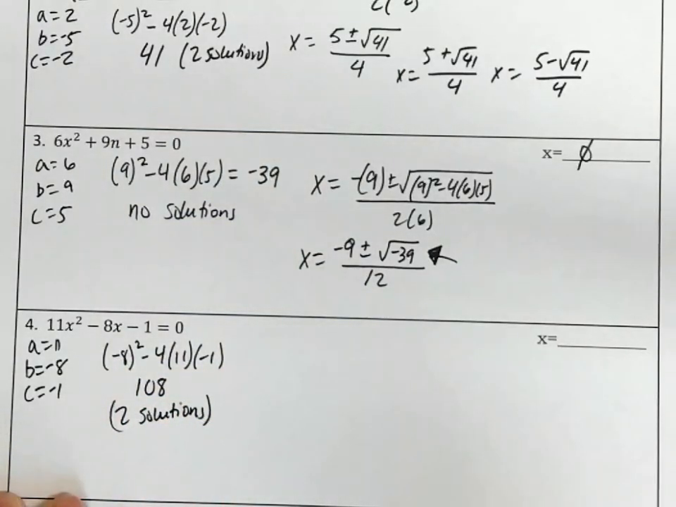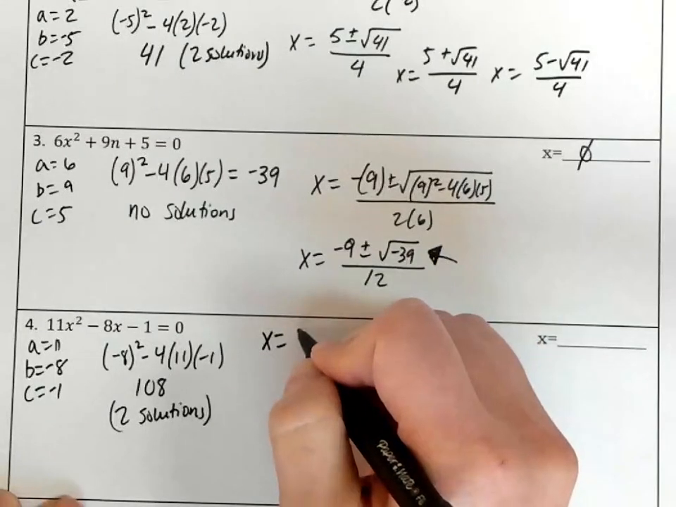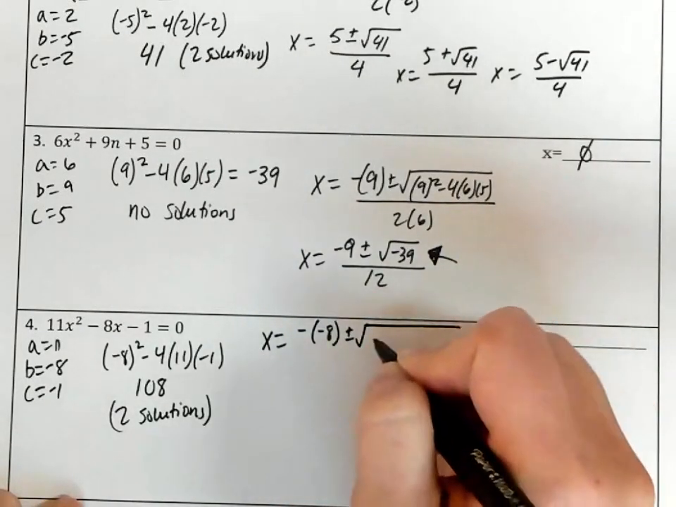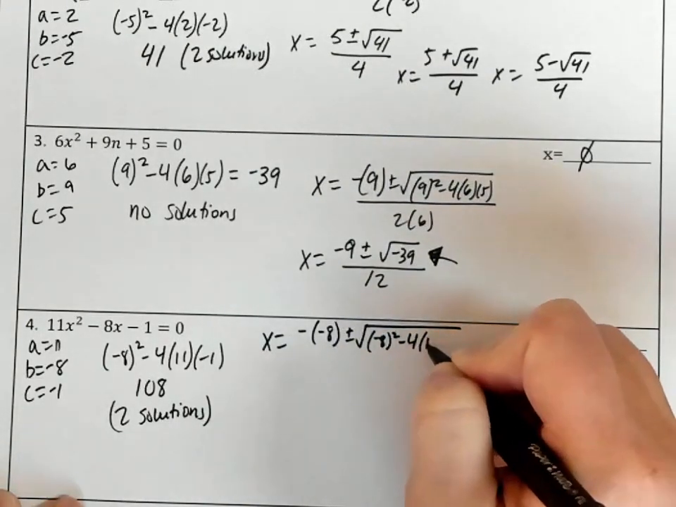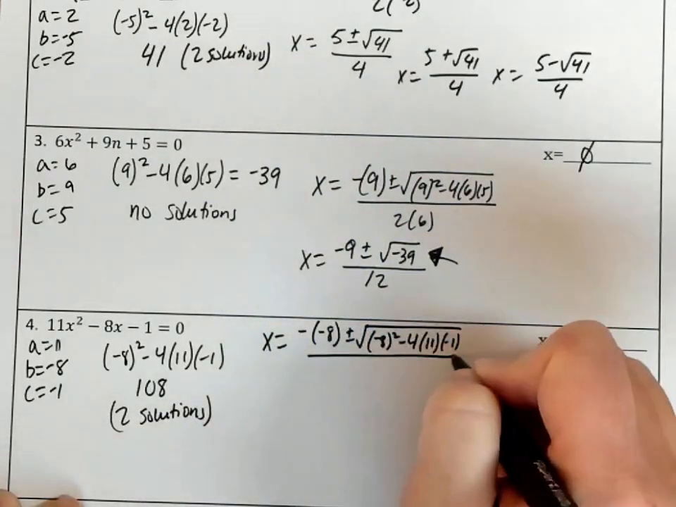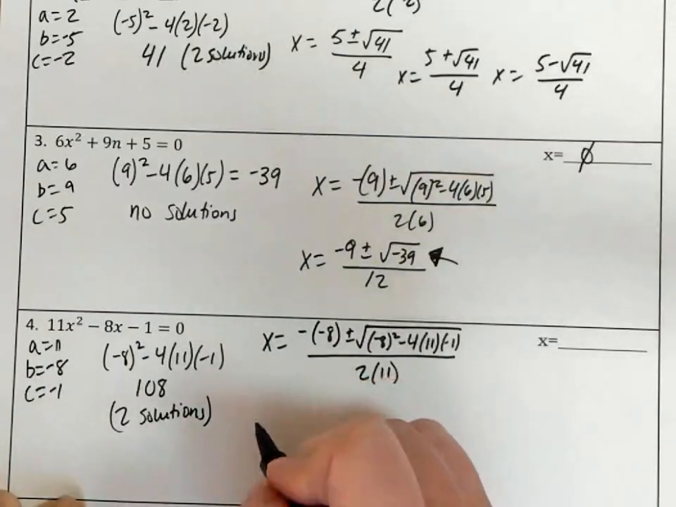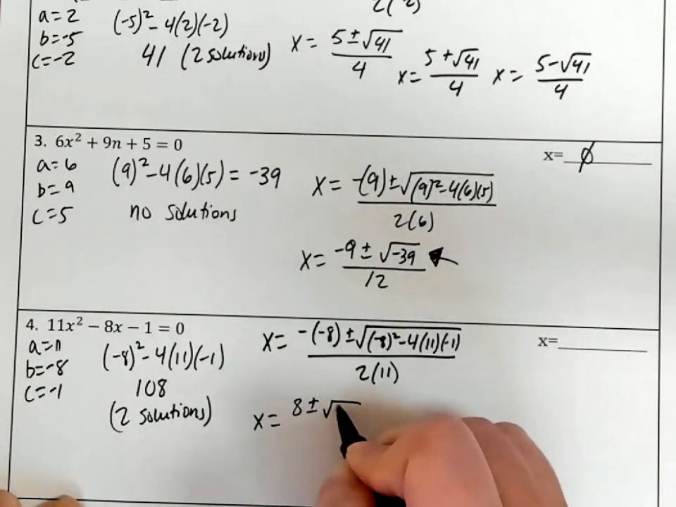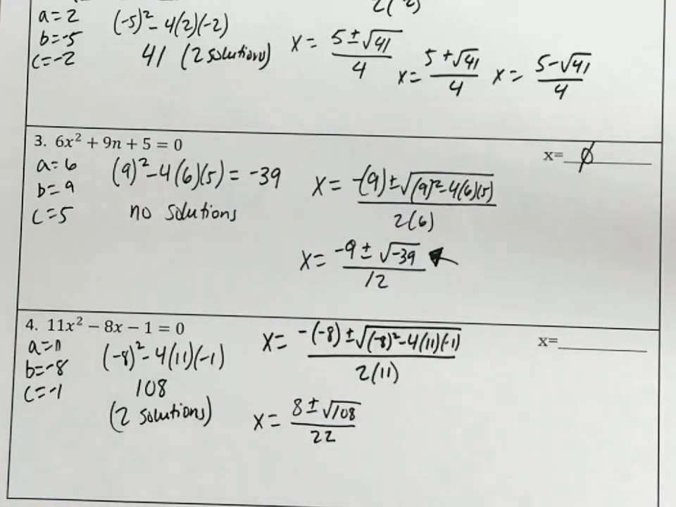So we're going to plug this into our quadratic formula. So x is equal to negative b plus or minus the square root of b squared minus 4 times a times c divided by 2 times a. And we're going to simplify that. So we end up with 8 plus or minus the square root of 108 divided by 22.